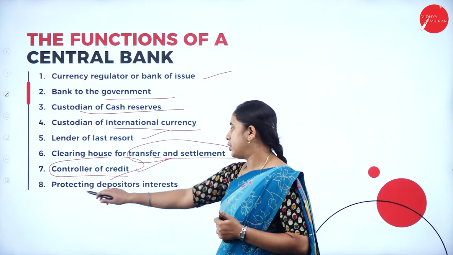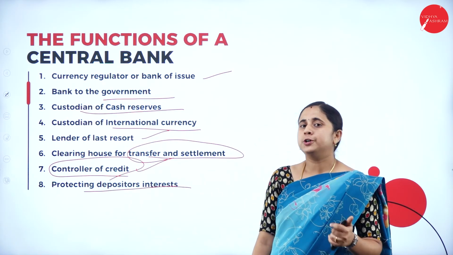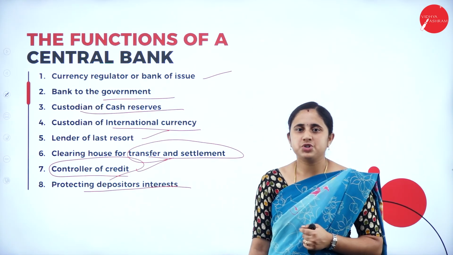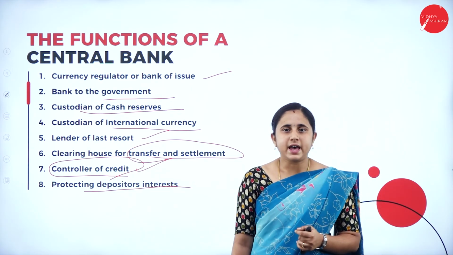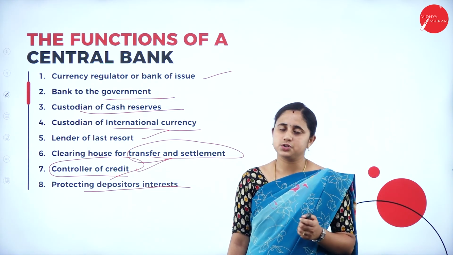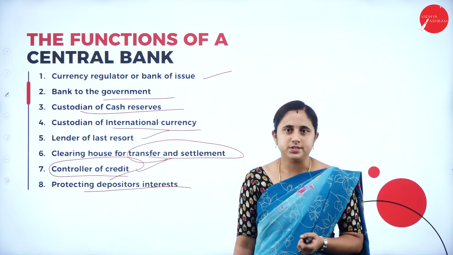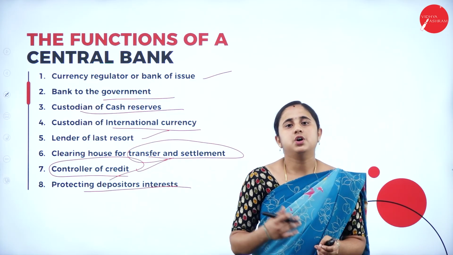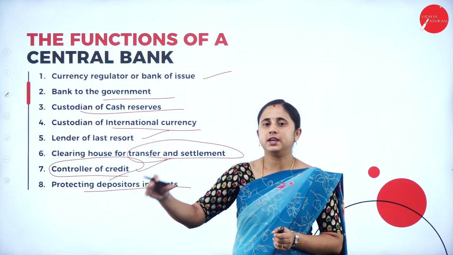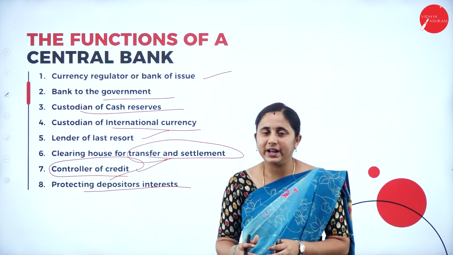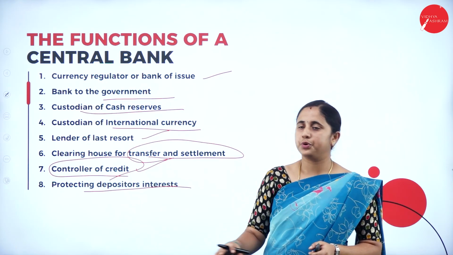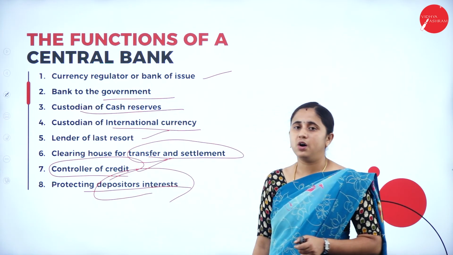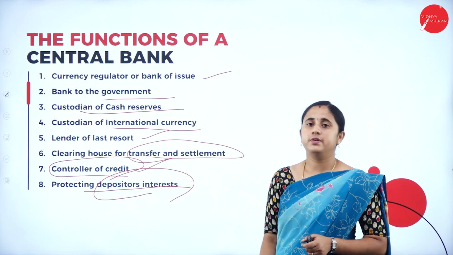So last function, protecting depositors' interest. The RBI, the central bank, is going to guide and regulate the commercial banks and their activity in order to protect the interest of depositors. You need to give protection for the depositors' money. So by regulating the commercial banks and their activities, they are going to protect the customers' or depositors' interest. So these are all the functions of a commercial bank. These are all the functions of a central bank.